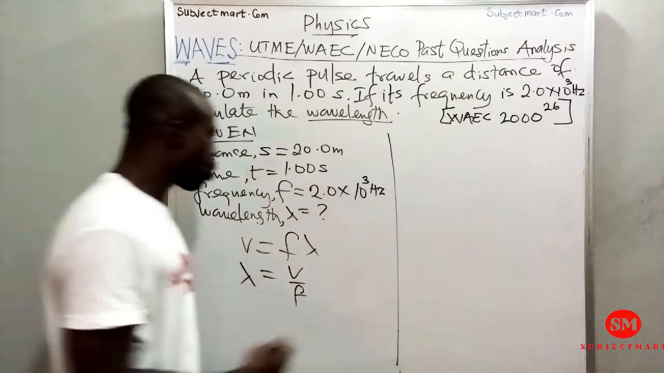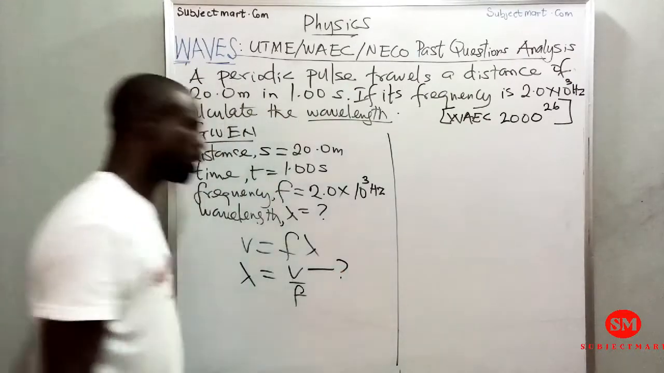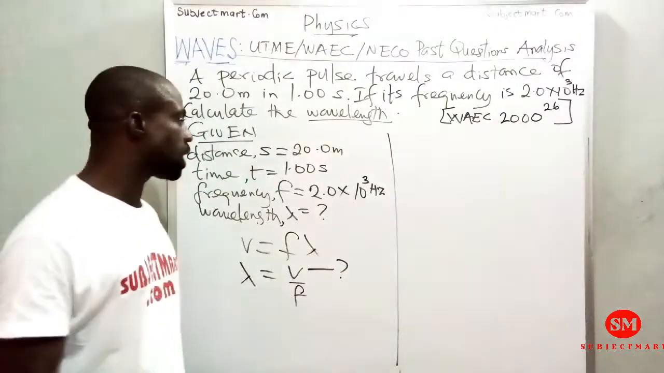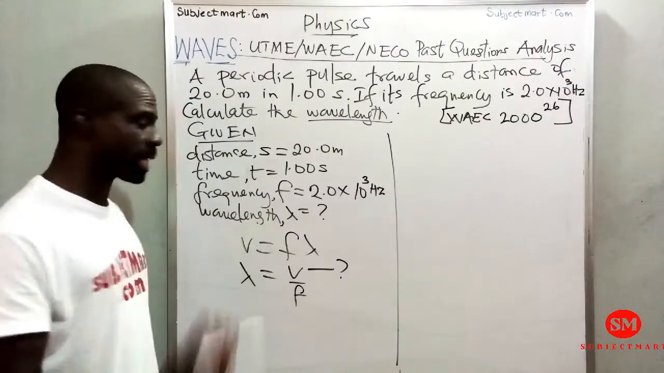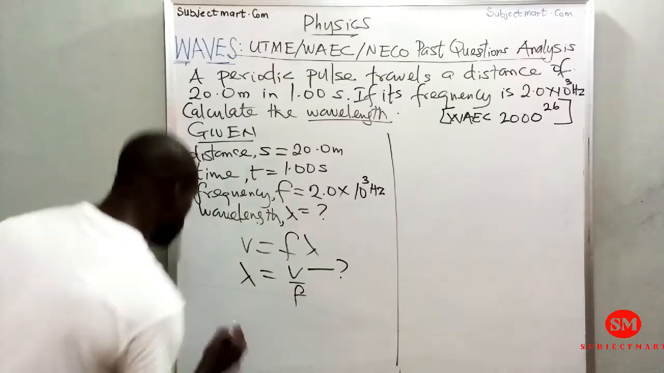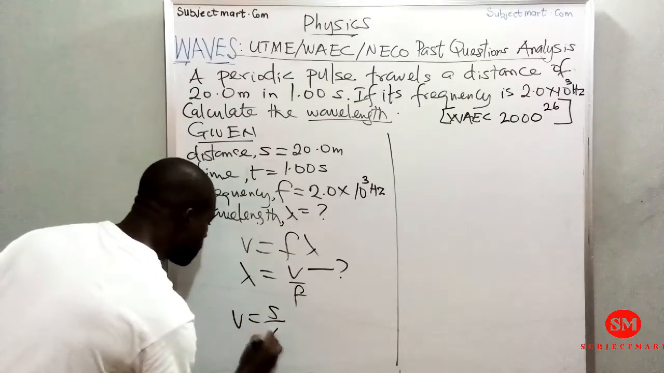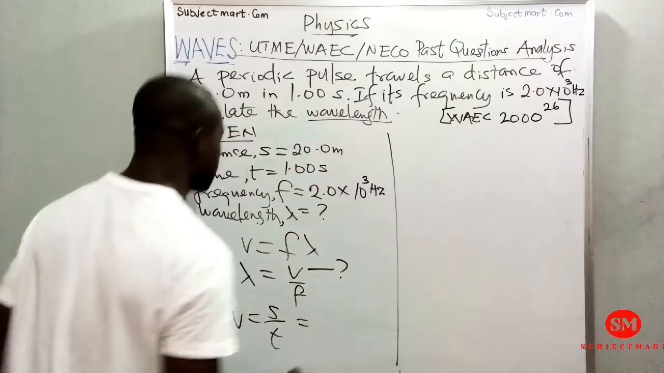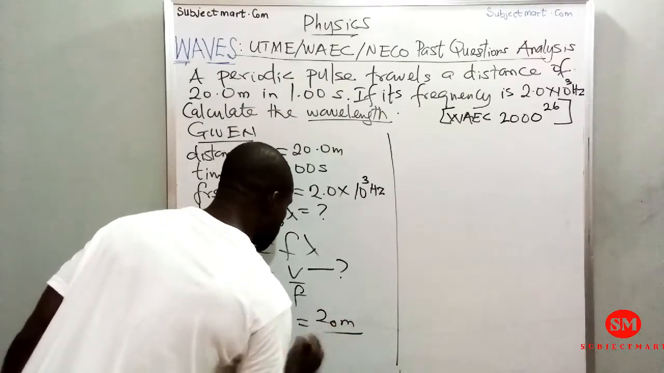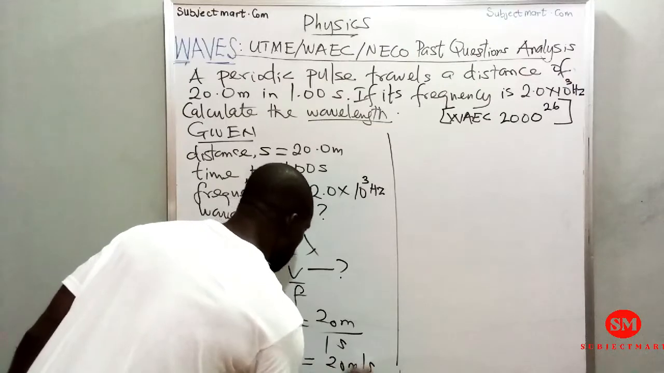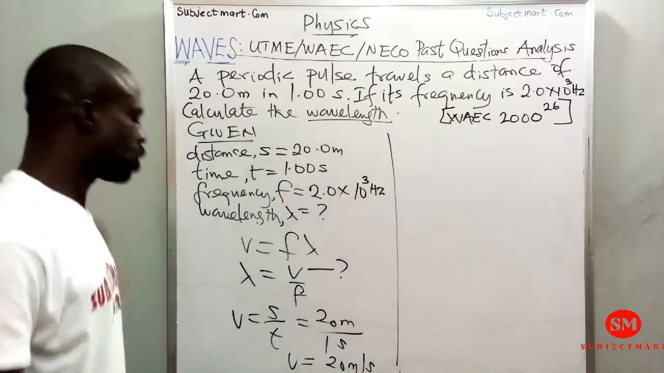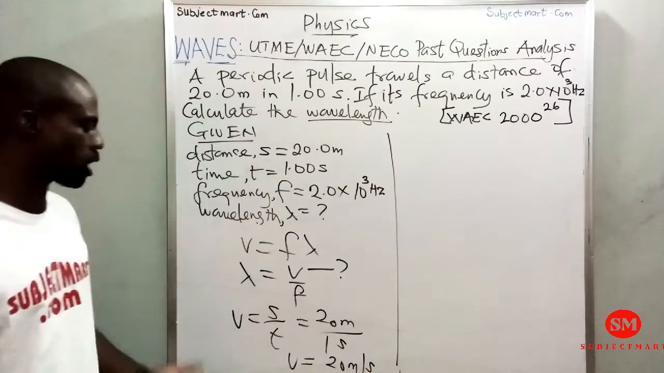Okay, but we are not given V, the speed, in the question. So using time and distance, we can get that clearly. Velocity is equal to distance over time. Now, distance is given as 20 meters. The time is 1 second. So it's giving us what? 20 meters per second. That is your V. So the speed is 20 meters per second.